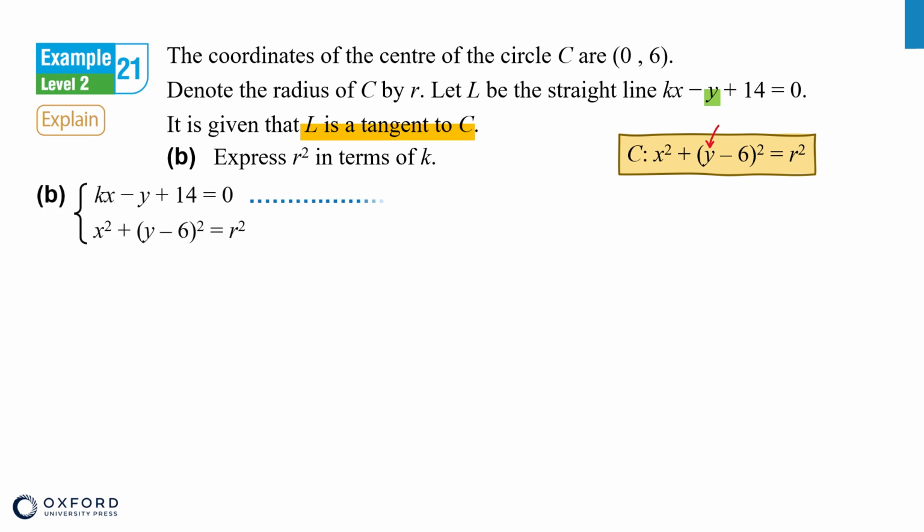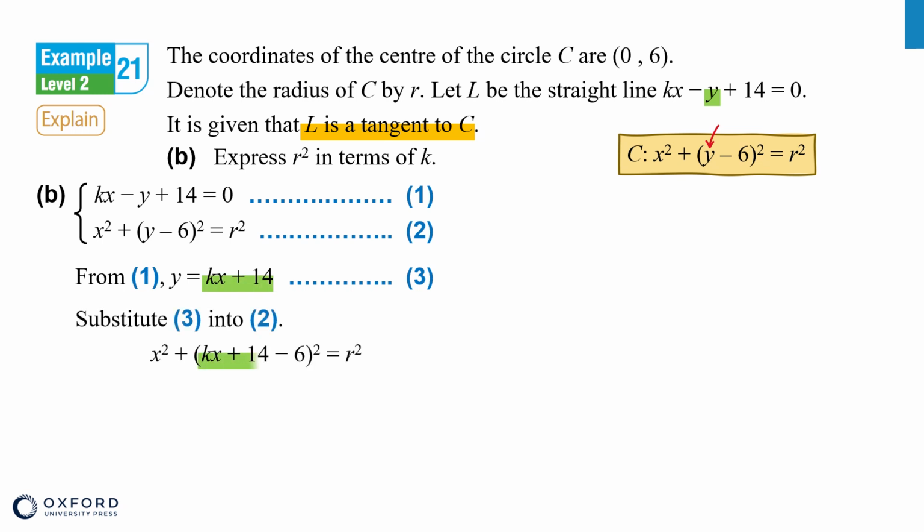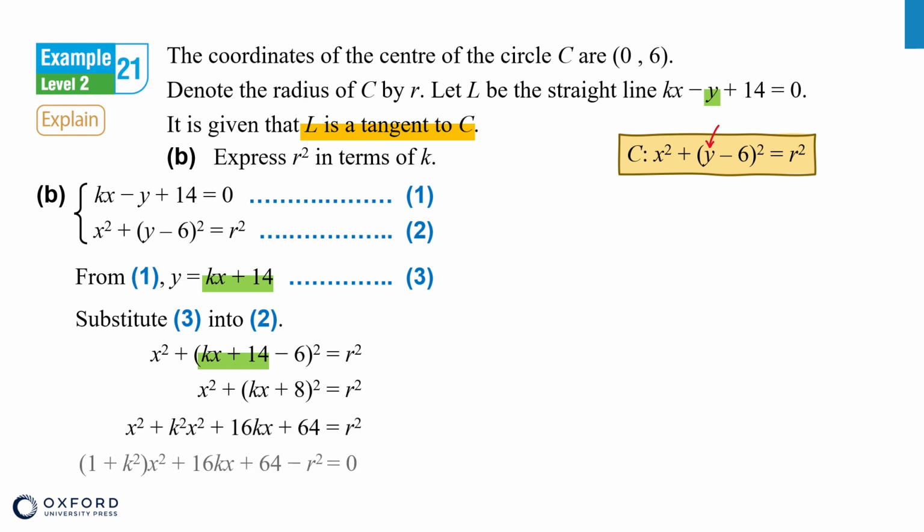Form a set of simultaneous equations with the equations of L and C. Make y the subject of the equation of L, which will be in terms of k. Substitute this into the equation of C. Carefully simplify it. We'll obtain a quadratic equation in x, whose coefficients contain the unknowns k and r.